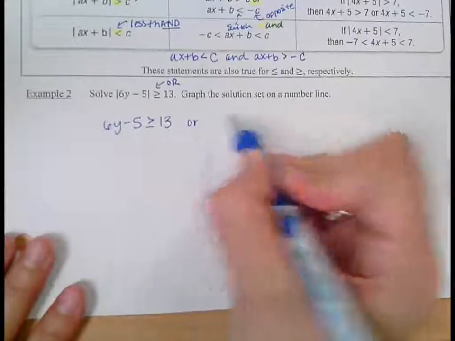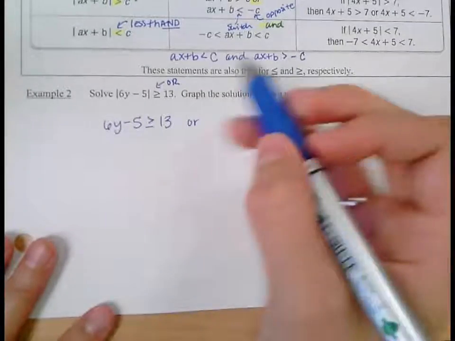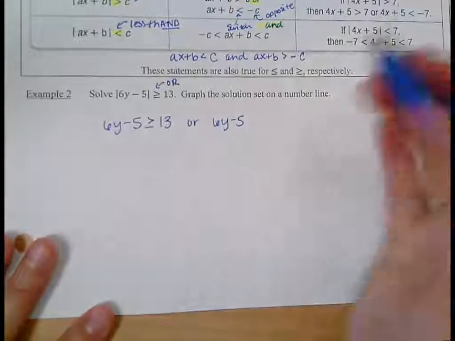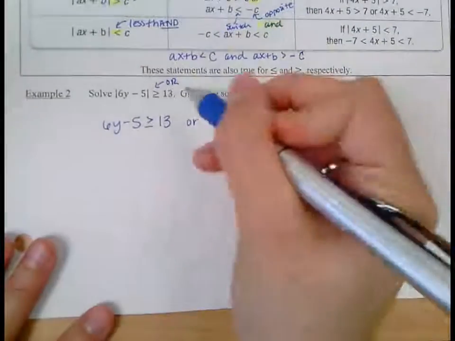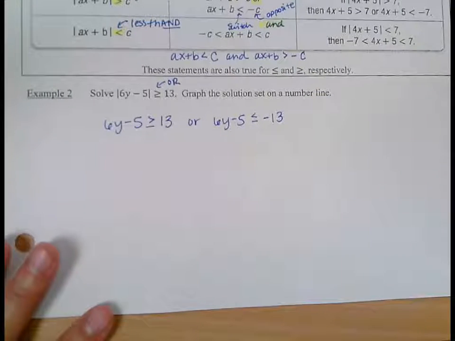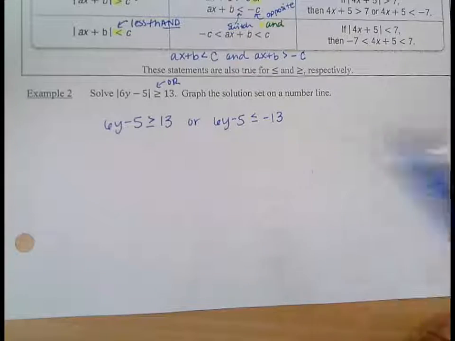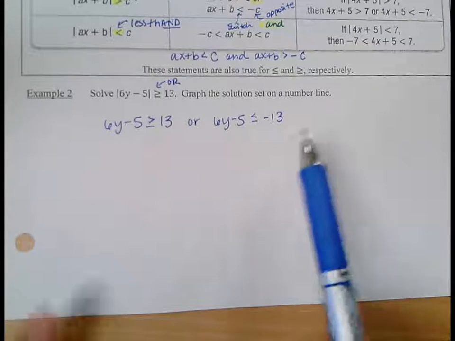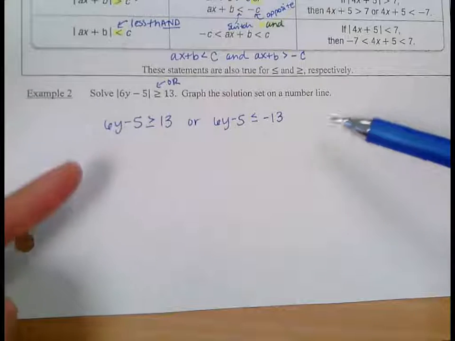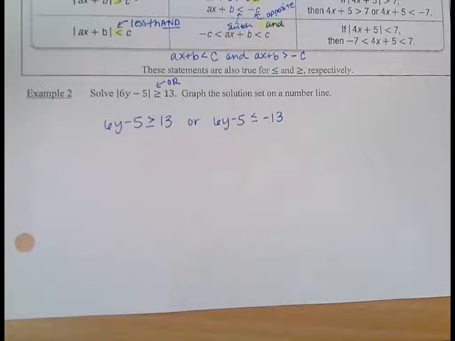And then I have, or, my second inequality, I keep the 6y minus 5. I switch the inequality to less than or equal to, and I switch the 13 to negative 13. So the negative case, not only the right side becomes negative, the sign switches. Now I just have to solve this, and that's what we worked on yesterday. So now you just have the one extra step of rewriting it first, and then you're solving a compound inequality.